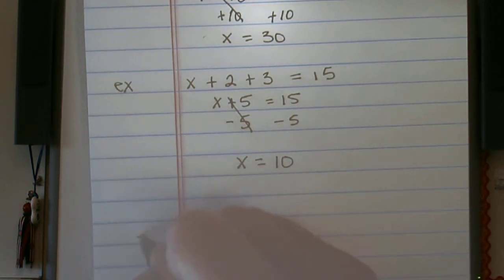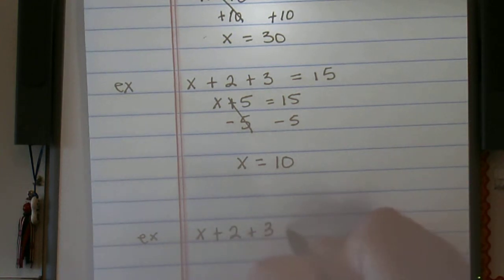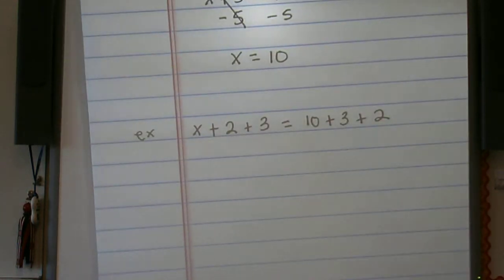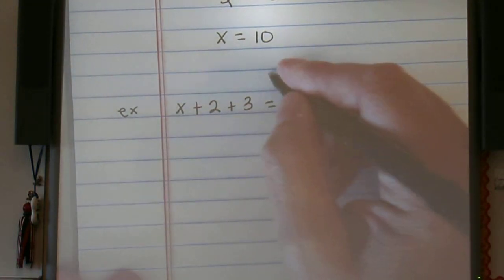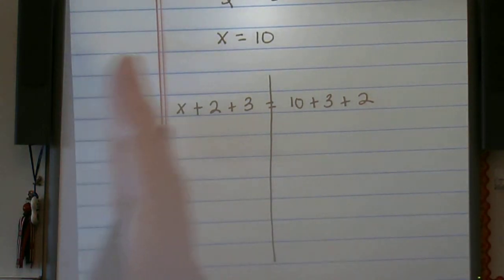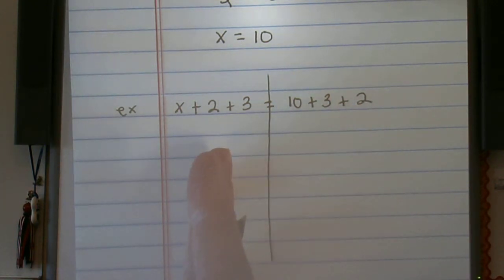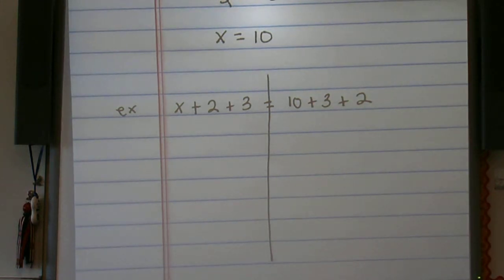All right, the next example, x plus 2 plus 3 equals 10 plus 3 plus 2. All right, so again, the first thing you want to do is simplify your like terms on either side of that equal sign. So we have two sides that we're working with. We have our left side, we have our right side. We want to simplify this, we want to simplify this. We simplify by combining like terms.